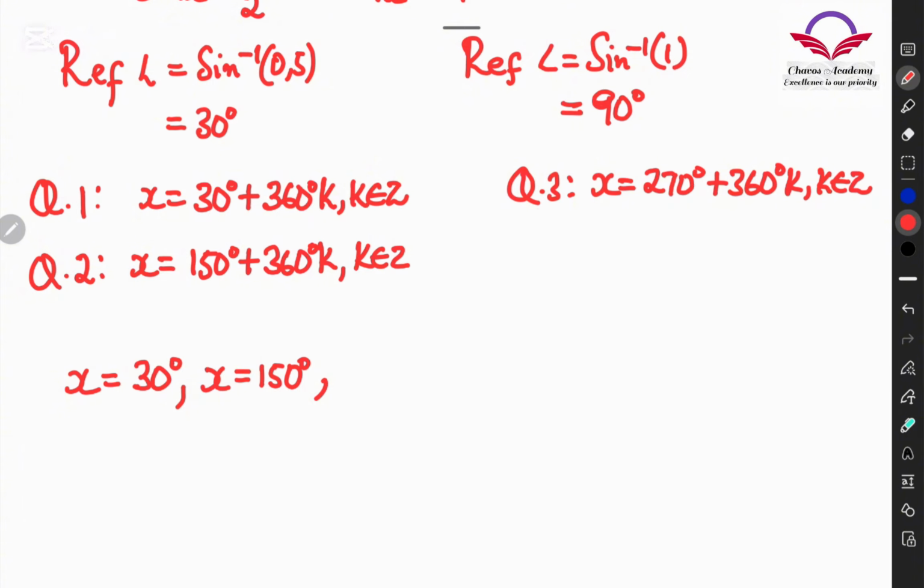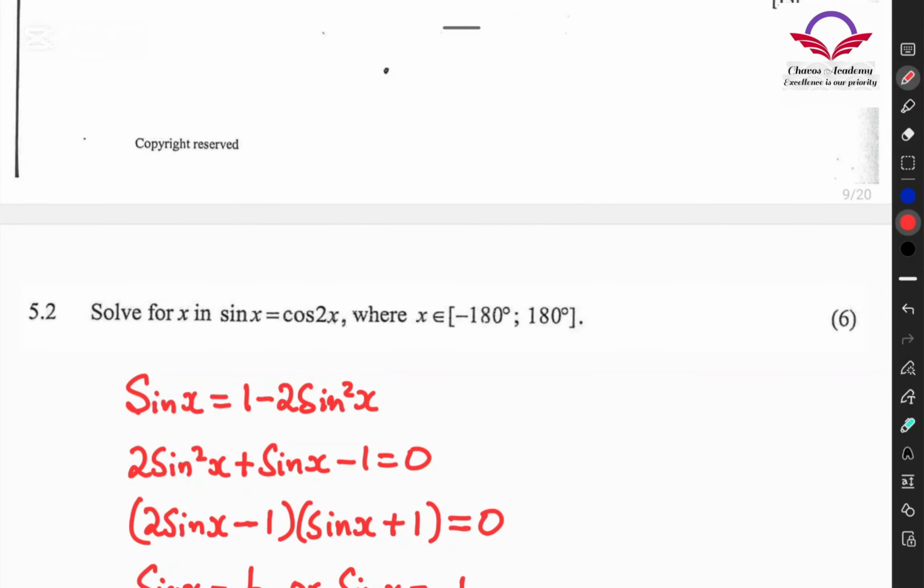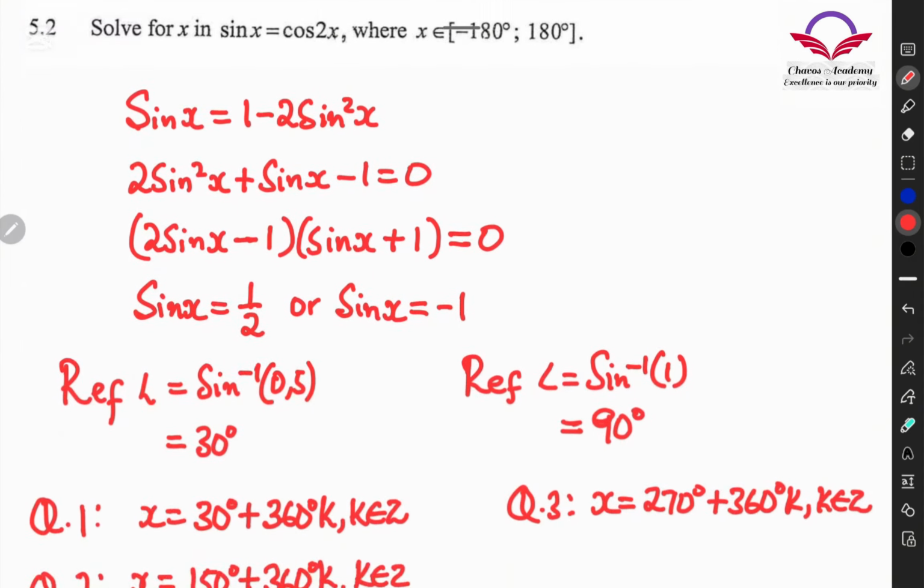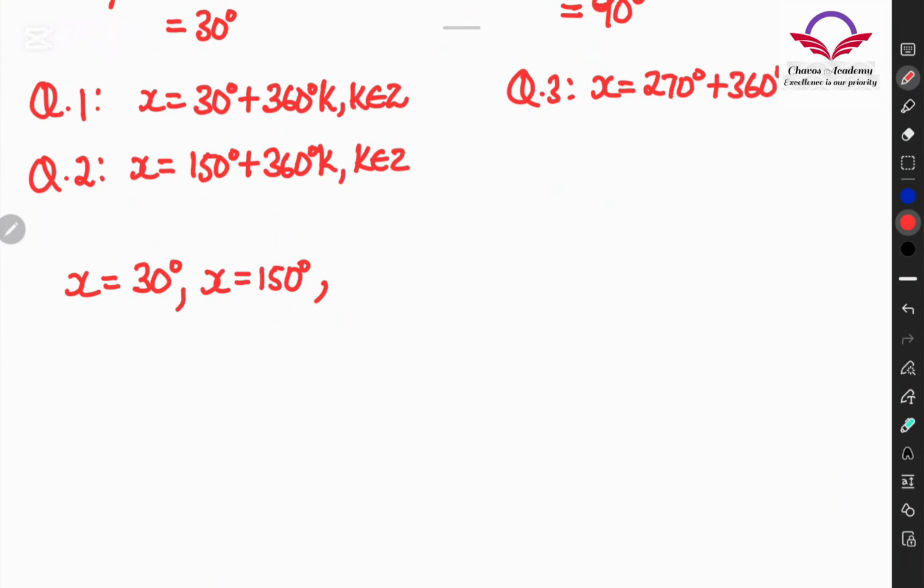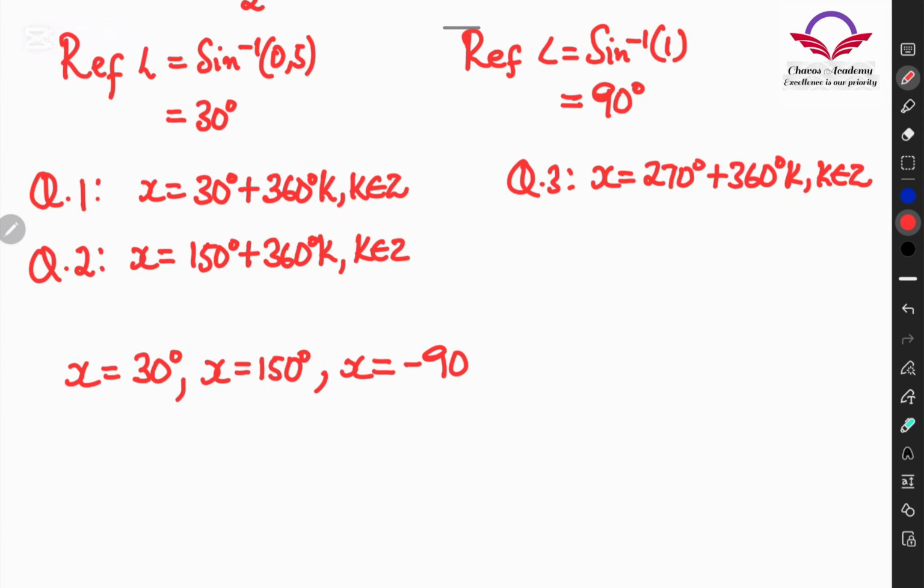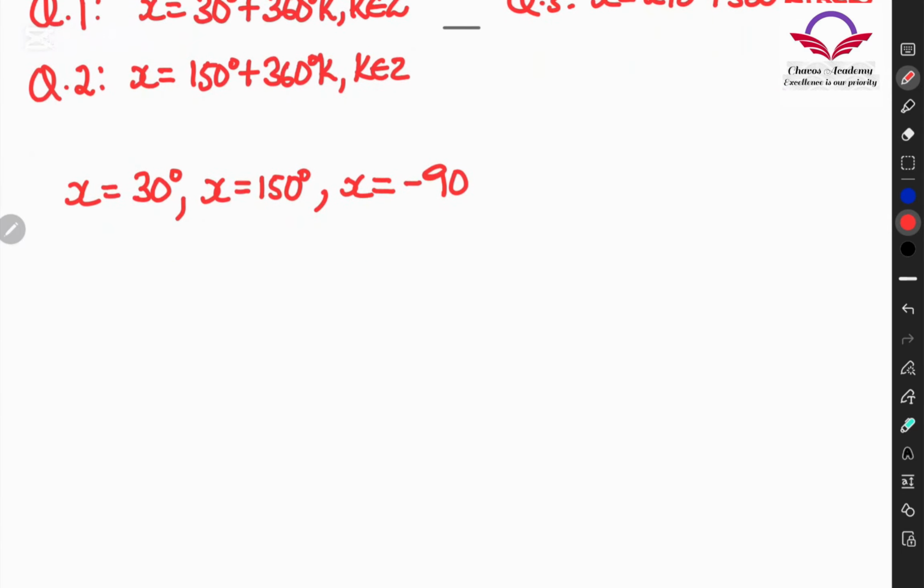When we substitute where there's k by -1, what are we going to have? We're going to have -90, and -90 is between -180 and 180, so we'll take that. When we substitute by 0, it will not work. By 1 won't work. So these are the answers.